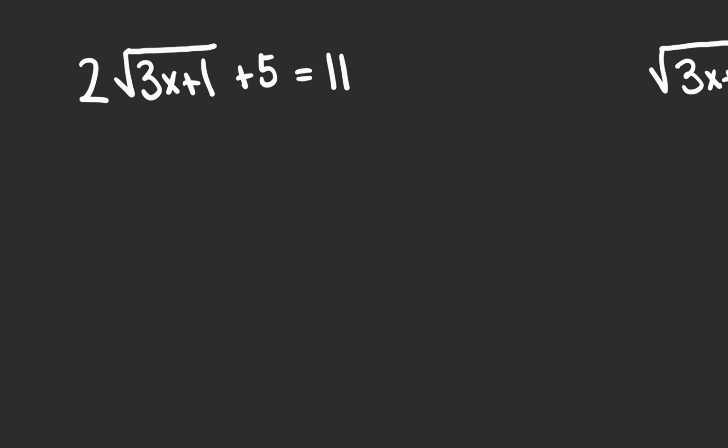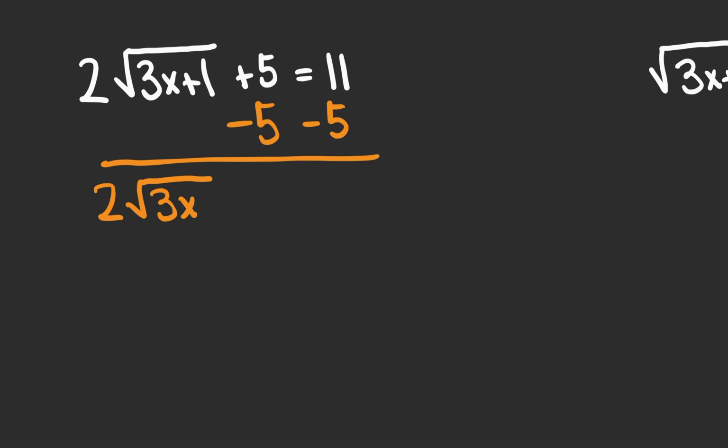For the next problem, we have 2 times the square root of 3x plus 1 plus 5 equals 11. My first step is to subtract 5 on both sides. This will leave me with 2 times the square root of 3x plus 1 is equal to 6. I will then divide both sides by 2. This will leave me with the square root of 3x plus 1 is equal to 3.